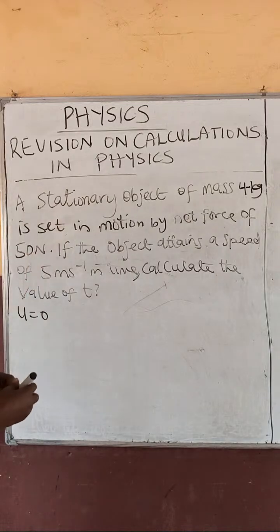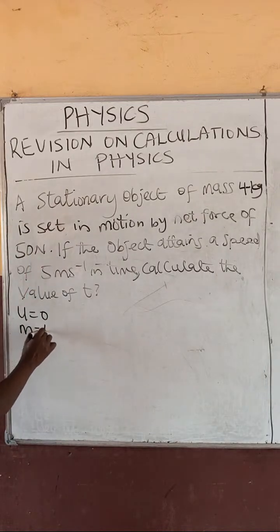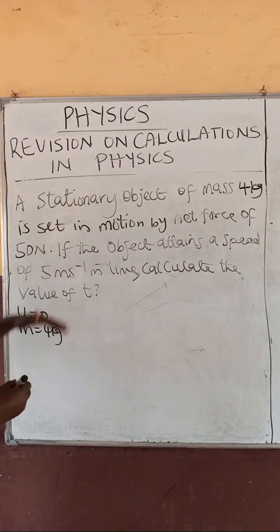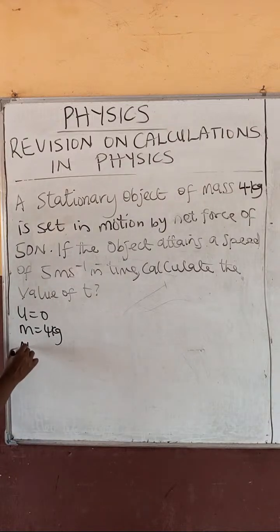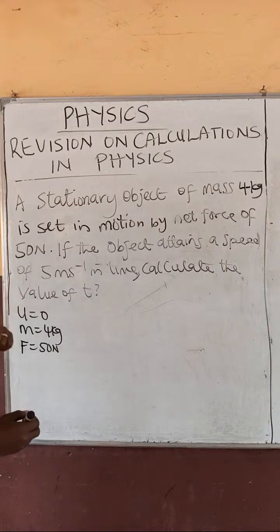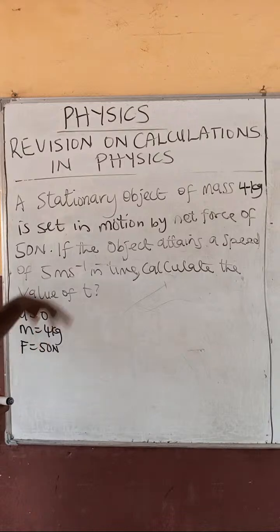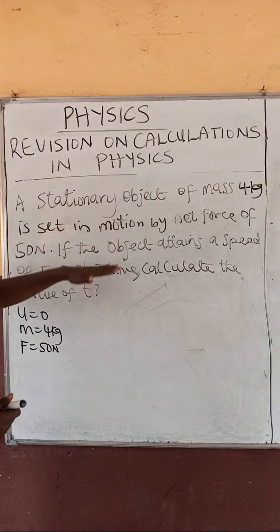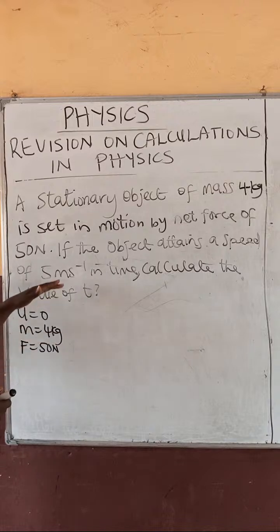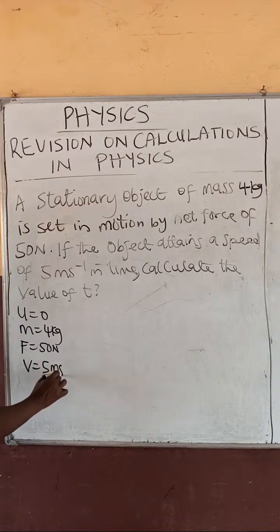And the body has a mass of 4 kilograms. So mass is equal to 4 kilograms. Then it is now set in motion by a net force of 50 Newton. So the force is equal to 50 Newton. If the object attains a speed of 5 meters per second, this speed is the final velocity because it was at rest before it started making movements. Now it was set in motion and attains the speed of 5 meters per second. So this speed becomes the final velocity. That is, my v is equal to 5 meters per second.